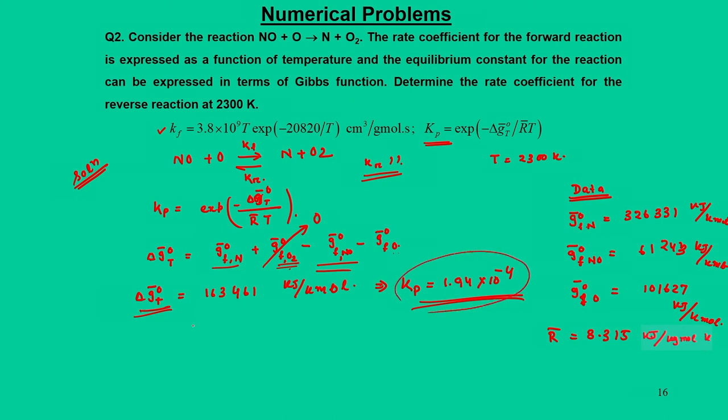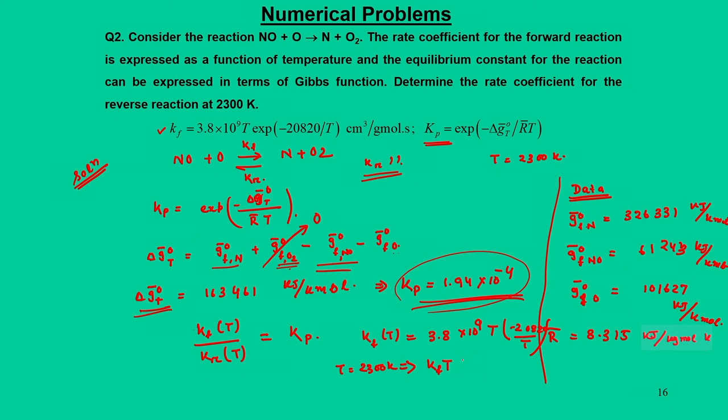Once you have Kp, we can recall that Kf by K reverse, which is a function of temperature, is nothing but Kp. We are given the forward reaction rate coefficient, which is a function of temperature, 3.8 into 10 to the power 9 times T, times exp of minus 20820 by T. So, at T equal to 2300 Kelvin, this implies Kf is equal to 1.024 into 10 to the power 9 centimeter cube per gram mole second.